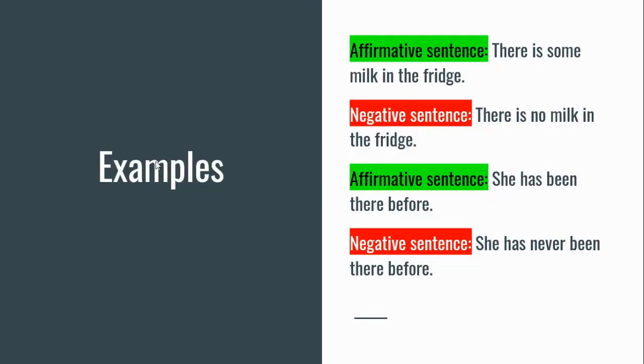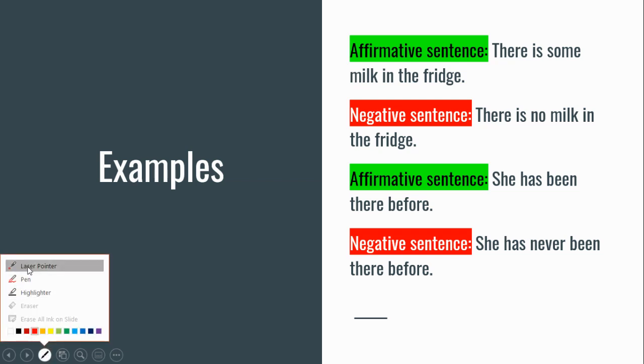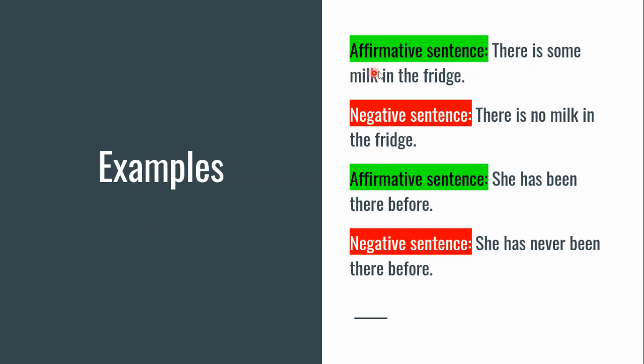Let's take a look at some examples together. First, here we have an affirmative sentence that says there is some milk in the fridge. Then our negative sentence: there is no milk in the fridge. We can see between these two sentences that some, an affirmative word, gets turned into no, a negative word.